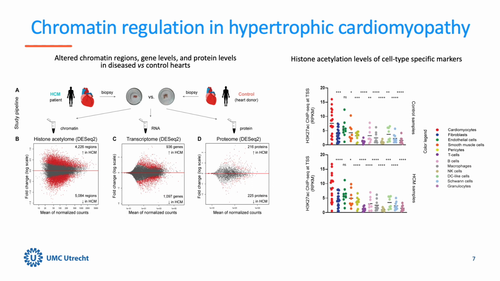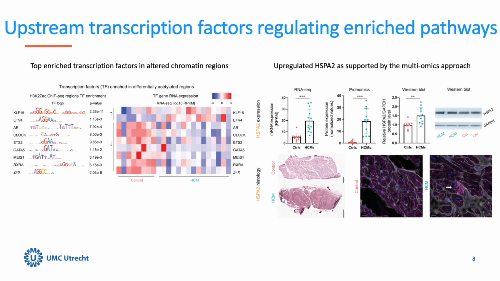More than 12 cell types are present in the heart, and their composition changes with different diseases. We examined the chromatin activity of promoters of cell-specific marker genes in both diseased and control hearts, including cardiomyocytes, fibroblasts, and several immune cells. From the altered chromatin regulatory regions, we also identified transcription factors that were likely to bind to them, and these transcription factors could present as essential regulators of enriched pathways.